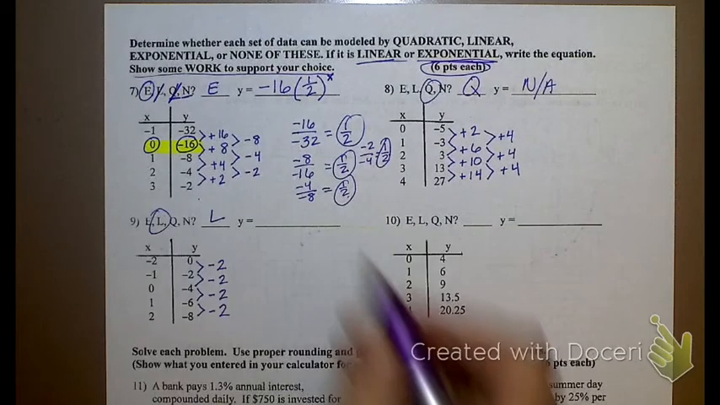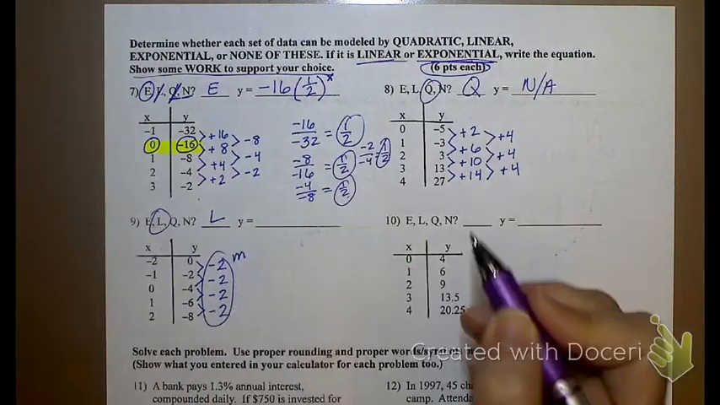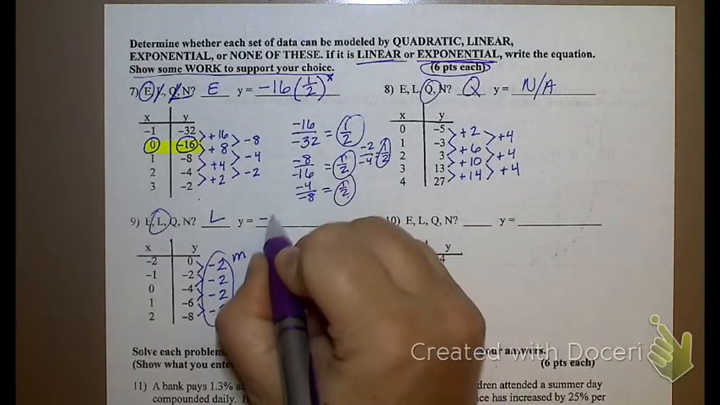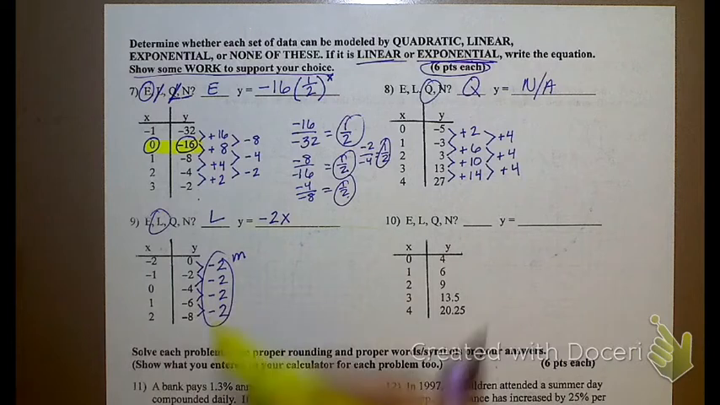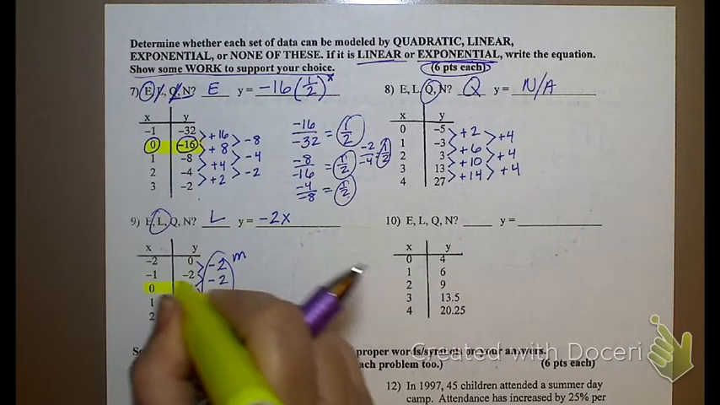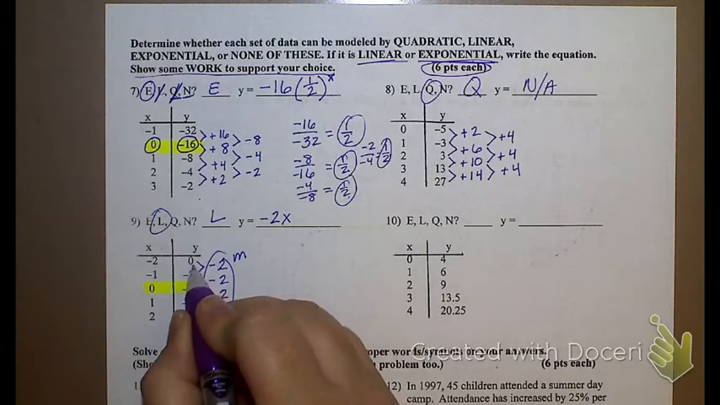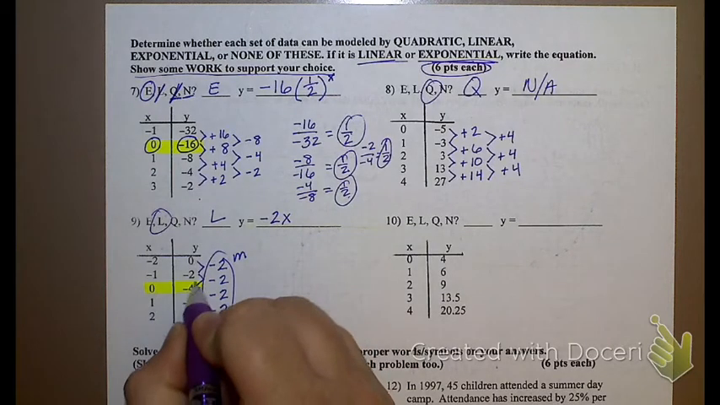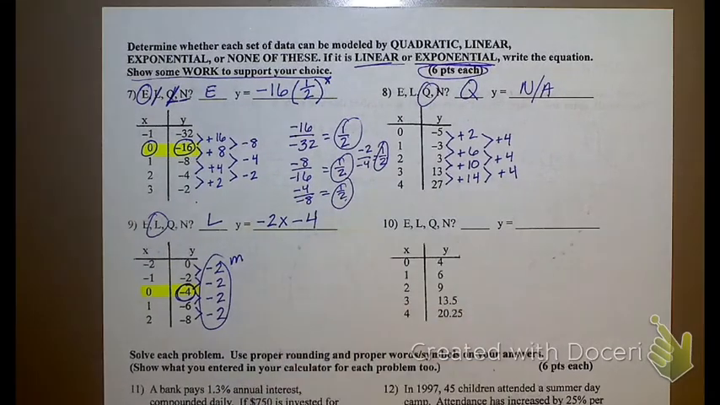Now, in the linear equation, this right here is my m value. So negative 2x, what's my b value? Again, just like up there, find where x is 0, right there, not where y is 0, but where x is 0, and that is your b value. So my equation is y equals negative 2x minus 4. Questions there?